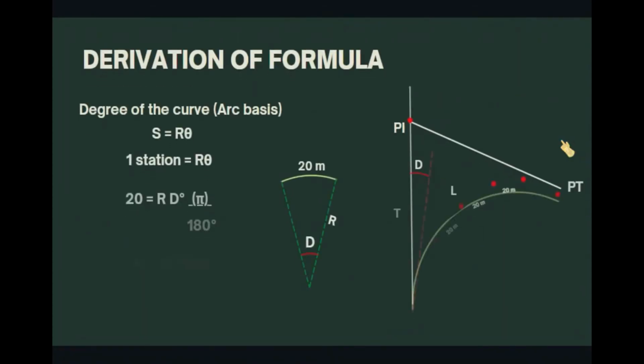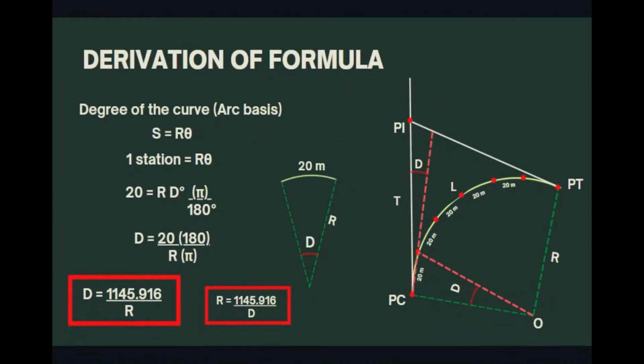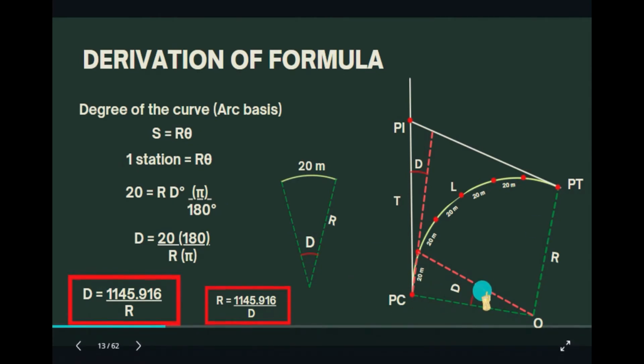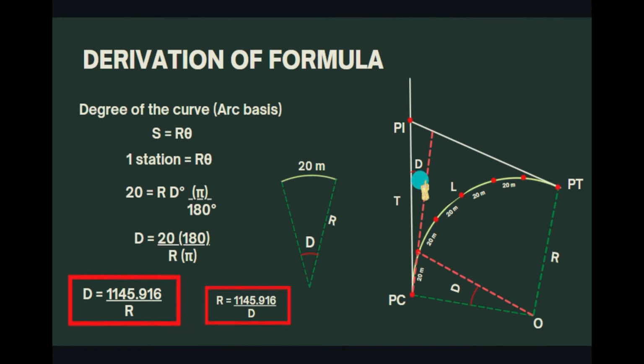So let's proceed on how to get the degree of curvature, or D. This element measures the curve sharpness. So what's the purpose of D? D here is our deflection angle. We have two different methods in computing for the degree of curvature. First, we have the degree of arc basis, and next is the chord basis.